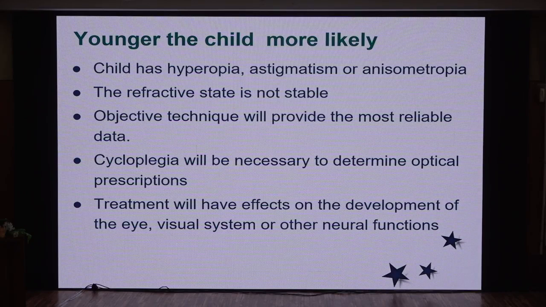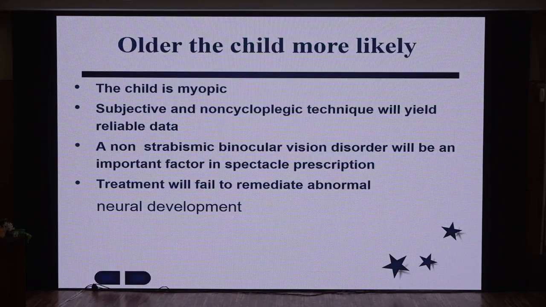And whatever the prescription you are giving, it is going to have an impact on the overall development of the child. If we are prescribing a good refraction to a child who has a developmental delay, their developmental milestones keep on picking up. So we need to understand this, and we should be emphasizing this to the parents as well. Older the parents, older the child, more likely the child is going to be myopic.